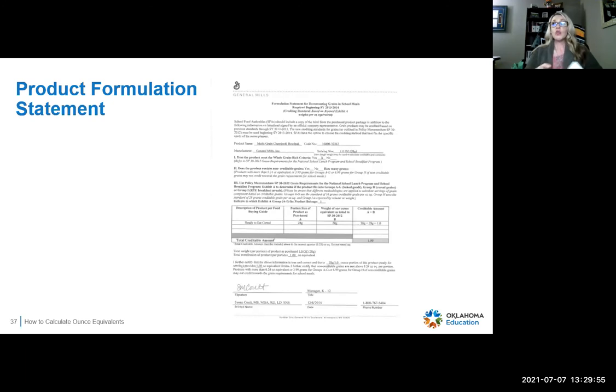Now, if you have a product formulation statement, it's the same thing. It's going to tell you the manufacturer should be putting it on here as ounce equivalent. They have to do the math. They have to be using the food buying guide. So nothing has really changed.